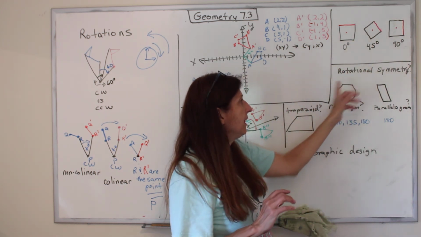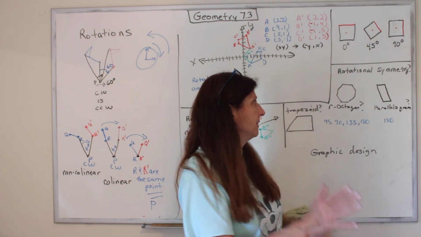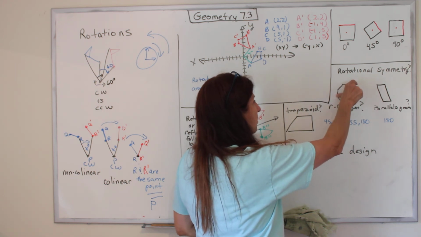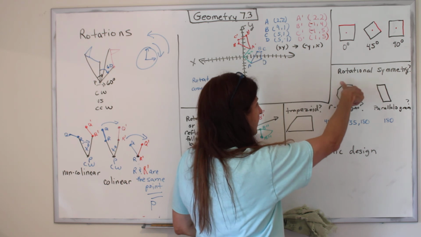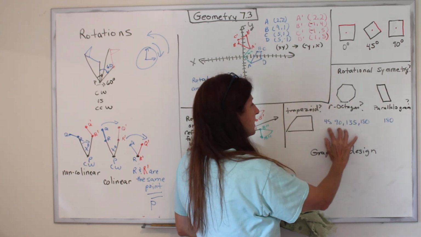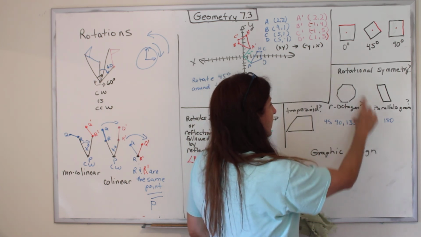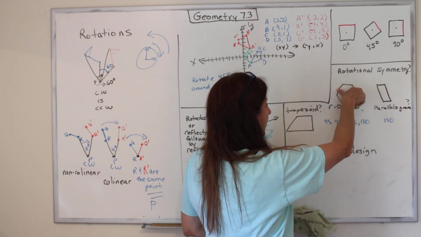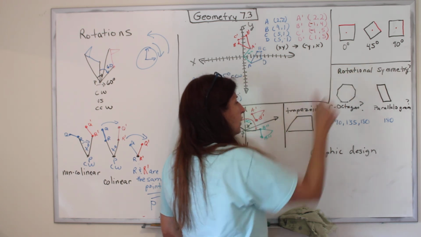So can these shapes have rotational symmetry where they would click back into themselves? Okay, so our first one is this octagon. If I turned it, would it click into itself? Yes, it'd go click, click, click, click. So it would click into itself in 4 places. It'd click into itself at 45 degrees, 90 degrees, 135, and 180. Click, 45, click, 90, click, 135, click, all the way around 180.